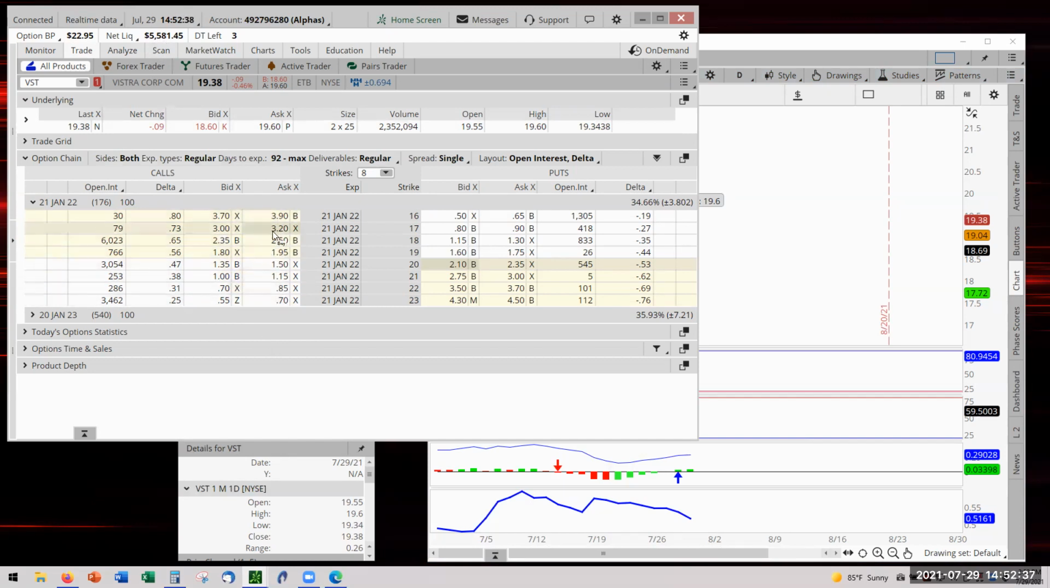Remember, I'm looking at the ask minus the bid. How do I get that 20 cents? Easy. 3.70 from 3.90, 20 cents. 3.00 from 3.20, 20 cents. 2.35 from 2.50, 15 cents.